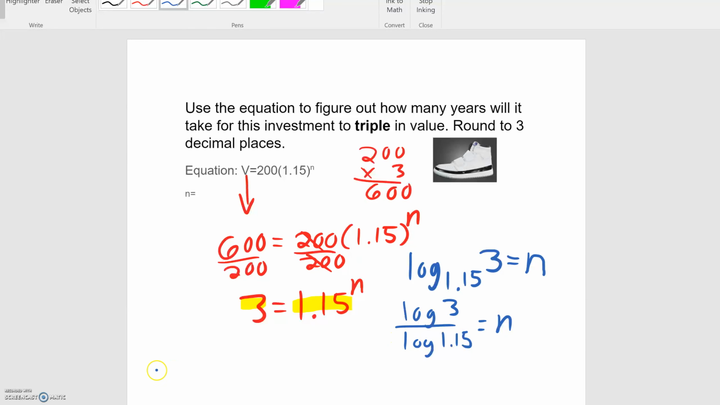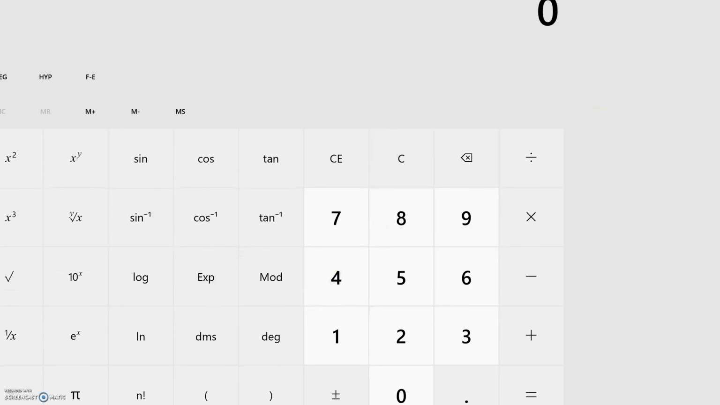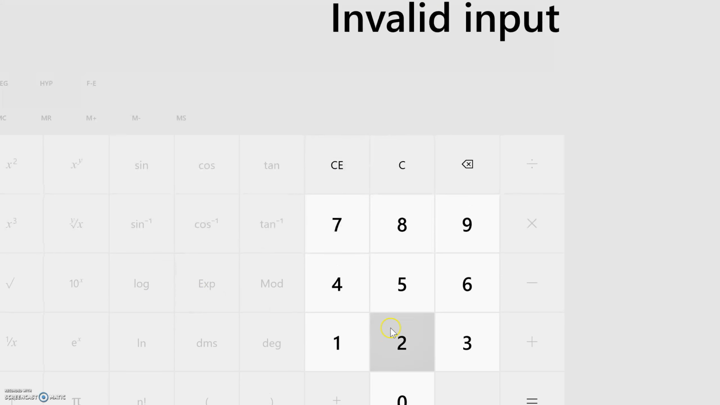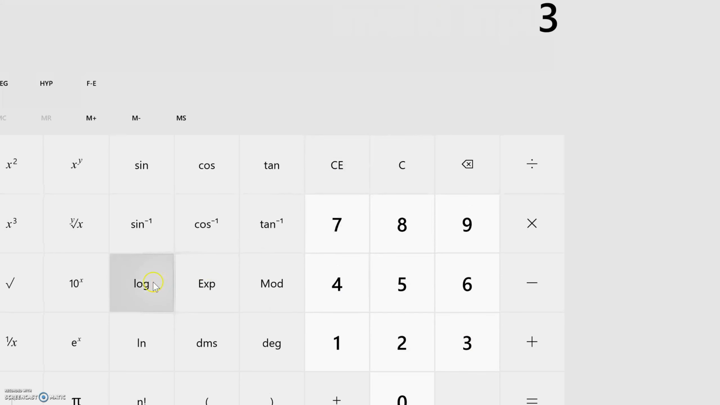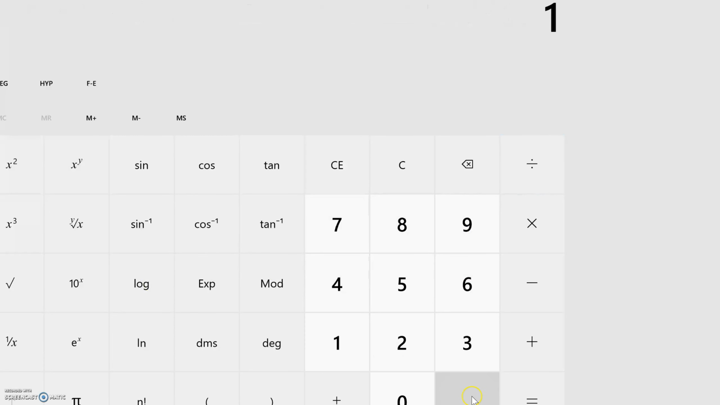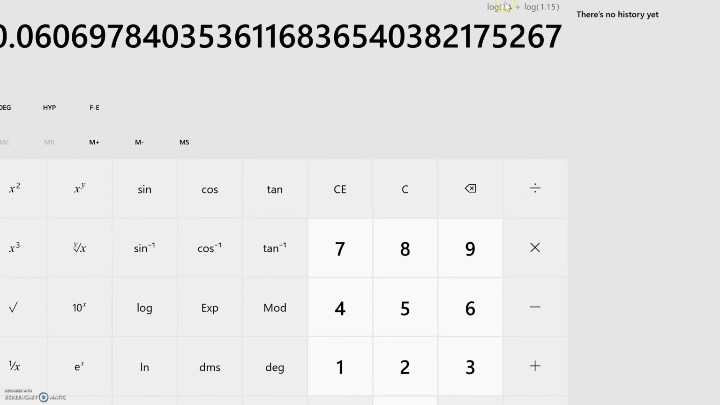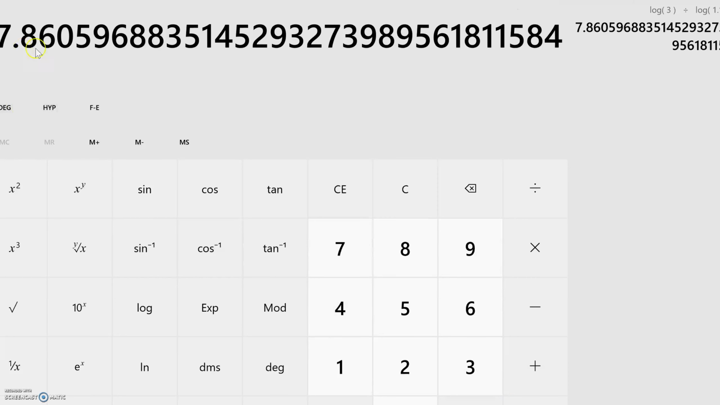So I need a calculator now. I have no clue what log 3 divided by log 1.15 is. So let's see here. Okay, we got log 3, right? And I'm going to divide that by log 1.15. Just to show you what that looks like, you can see up here that I'm doing log 3 divided by log 1.15. I hit enter. I get 7.86059.